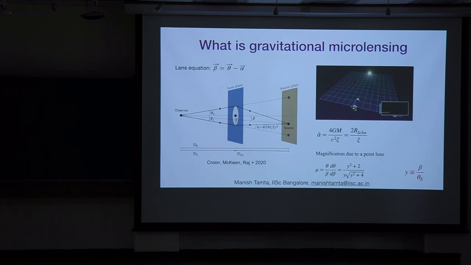The second figure shows you the movie here. You can see that there is a peak in the brightness when they happen to be perfectly aligned, and the deflection is directly proportional to the mass of the primordial black hole and inversely proportional to the impact parameter. Using this formula you can calculate the magnification, where y is a dimensionless impact parameter. And this is the lens equation if you consider geometric optics.